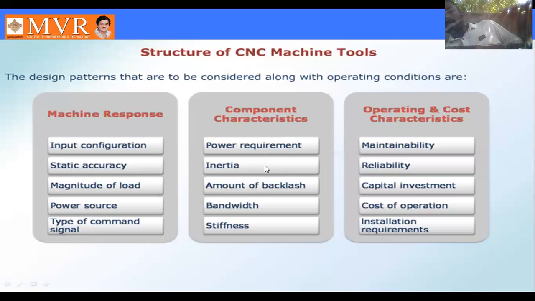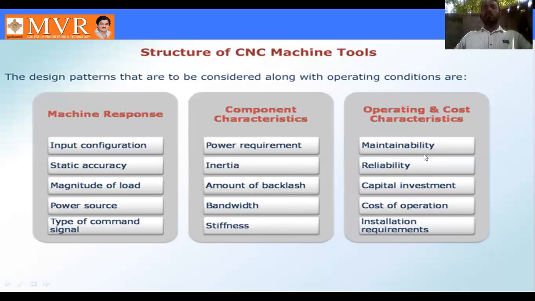First one is power requirement. Second one is inertia. Third one is amount of backlash. Fourth one is bandwidth. Fifth one is stiffness. So these are the requirements for the component characteristics. Next one is operating and cost characteristics. What are the important points in operating and cost characteristics? See here.